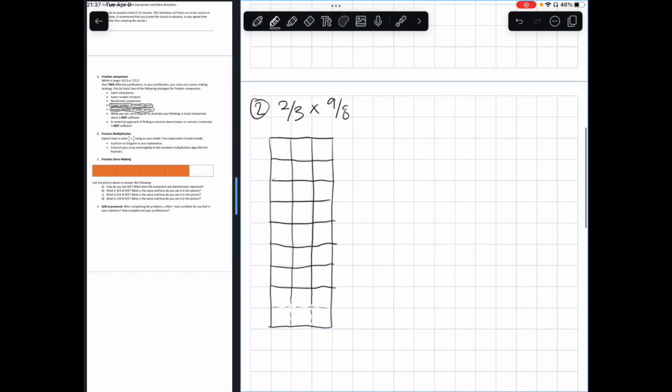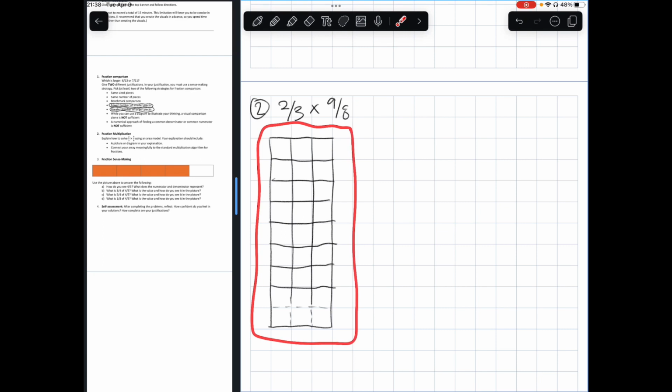All right, here's our number two. So in this one, I'm going to explain how to solve 2/3 multiplied by 9/8. And this is our incomplete array model. I will be filling it in as we go. So this is technically our whole right now.